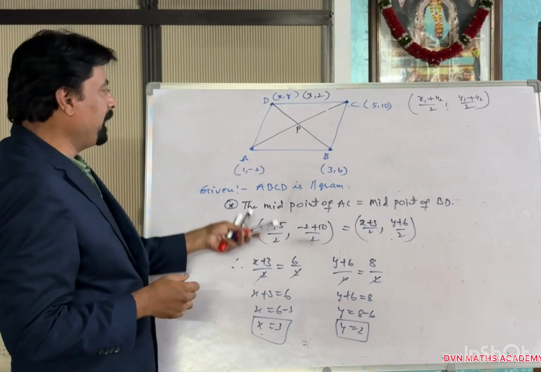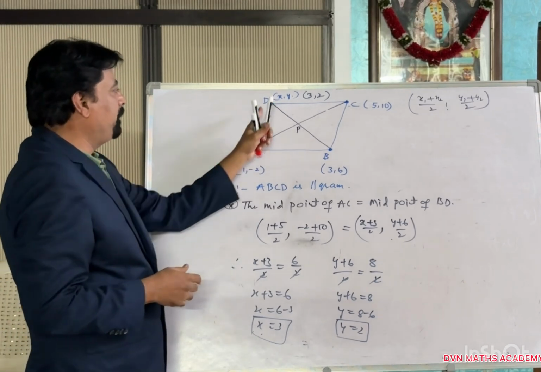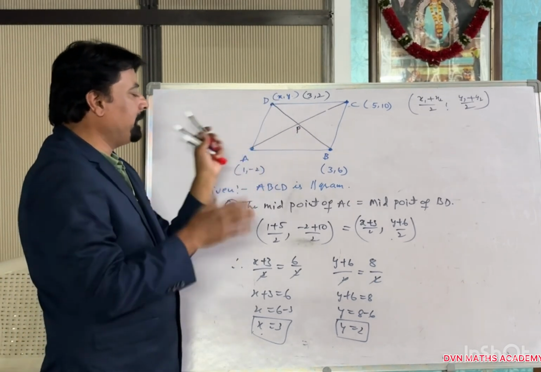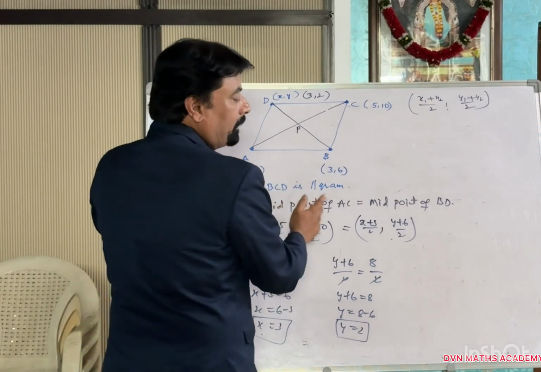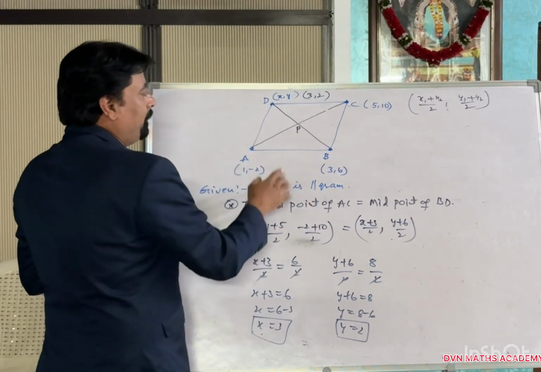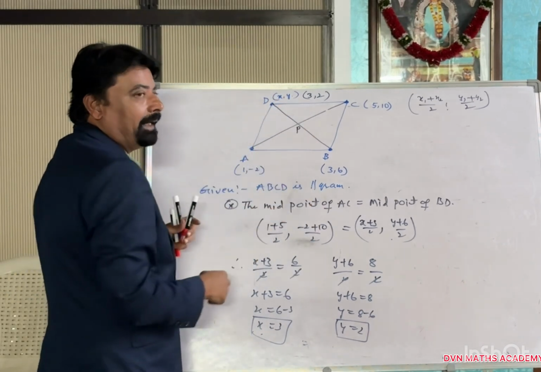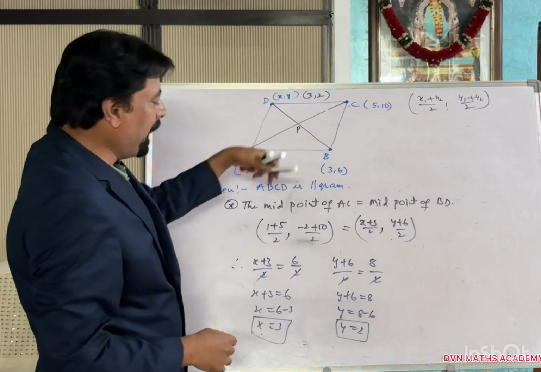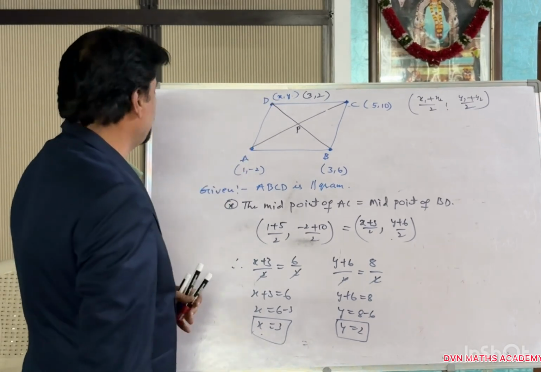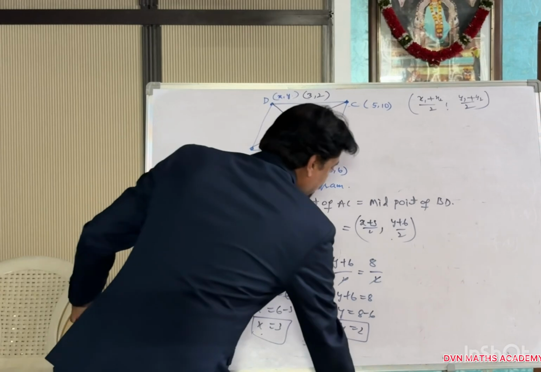This is also one of the important patterns. Sometimes the variables will be in different points, but the same concept applies: in a parallelogram, diagonals bisect each other. By that concept only, you can find the variable values in a parallelogram. This type of question you will also get in your annual exam.